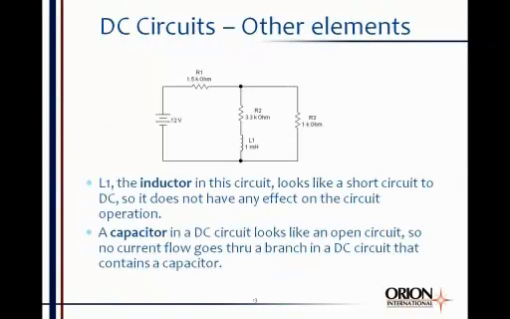Now, if we look at some of the other elements you may find in circuits, such as inductors and capacitors. Inductors, in this circuit, you see L1 is the inductor, and a characteristic of an inductor is it looks like a short circuit or a piece of wire to DC. So in this particular circuit with a 12-volt battery, L1 may as well not even exist. It might as well just be a piece of wire that connects R2 to the bottom rung.